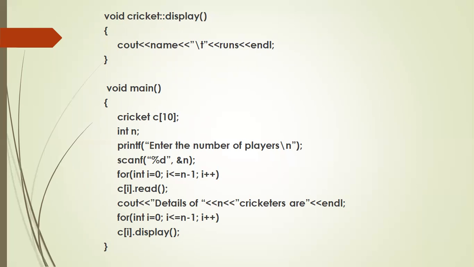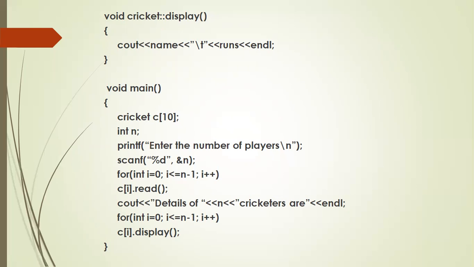So first you call the read function with c[0], then with c[1], then with c[2], and so on. If the number of elements is 10, then you're calling the read function with c[0], c[1], c[2], c[3], c[4] up to c[9]. The same thing, you call the display function also. So to display the details of the n cricketers, for i equal to 0, i less than or equal to n minus 1, call the same display function with c[i] in square brackets, dot display, the member function.